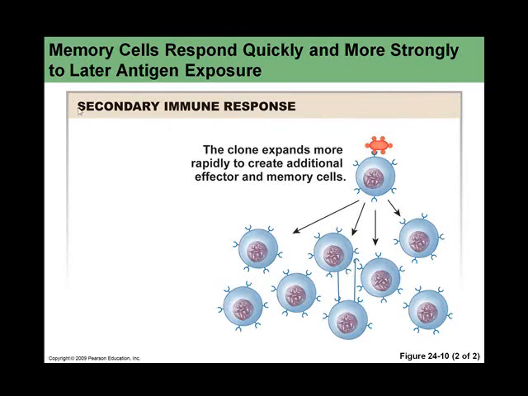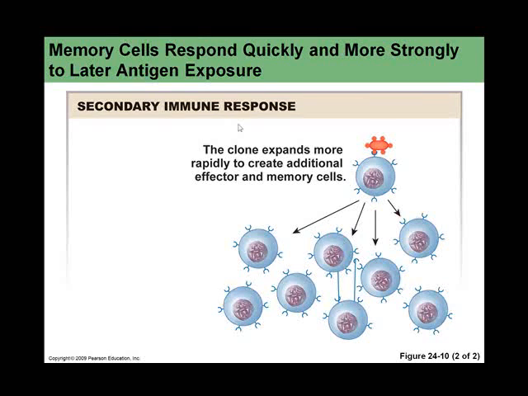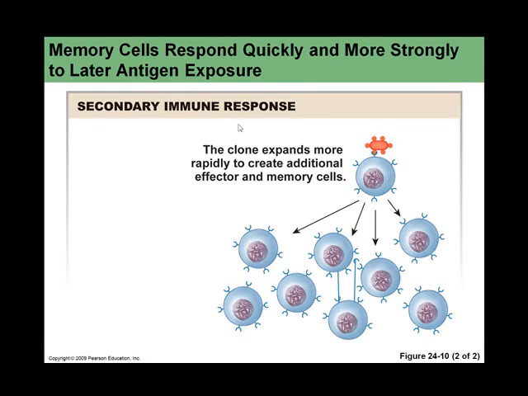Then with the second response, say the other one was the vaccine that you got, and now, an appropriate time after your vaccine, you go to a classroom and there's somebody spreading H1N1 virus all over, and you get exposed again. So the memory cells respond quickly and more strongly to this follow-up antigen exposure.